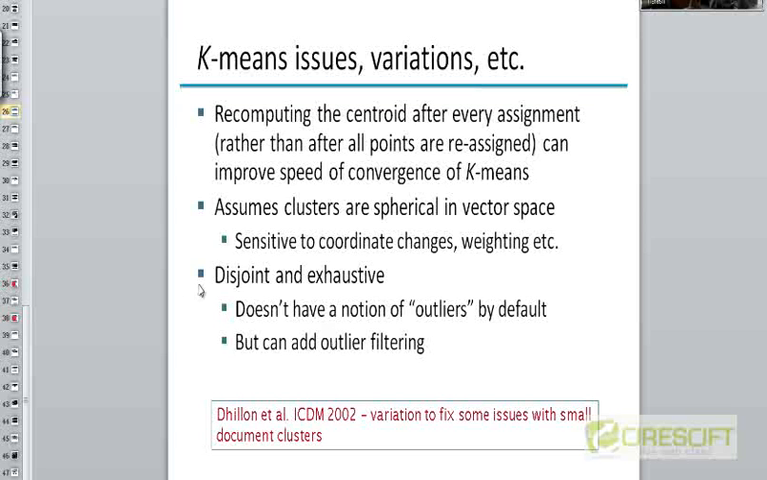It's disjoint and exhaustive in that each document belongs to exactly one cluster, so it's disjoint, and it's exhaustive in that each document belongs to some cluster. There is no document that is unclassified.